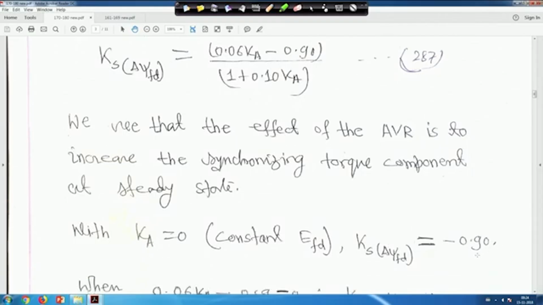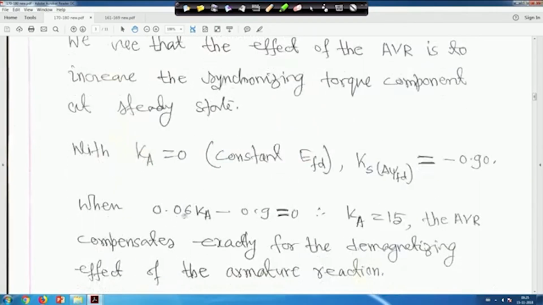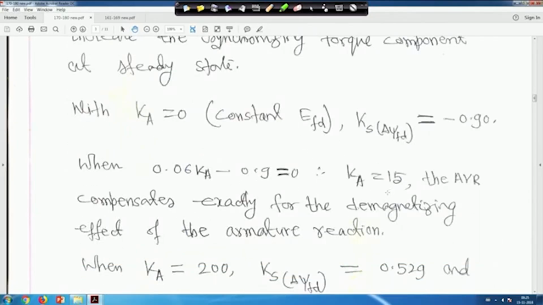So, this is simply you will get minus 0.9. Now, if the numerator 0.06 K minus 0.9 is set to 0, that is 0.06 K minus 0.9 is equal to 0, you will get K is equal to 15, right. That means the AVR compensates exactly for the demagnetizing effect of the armature reaction.